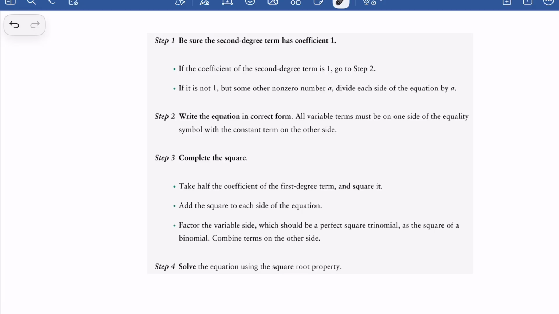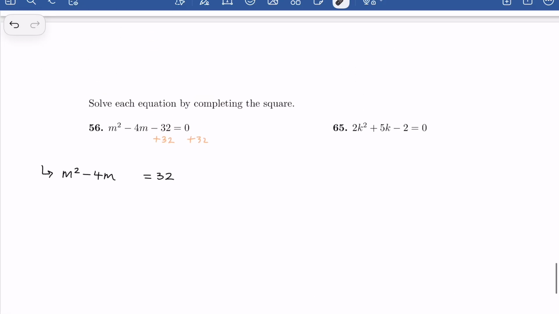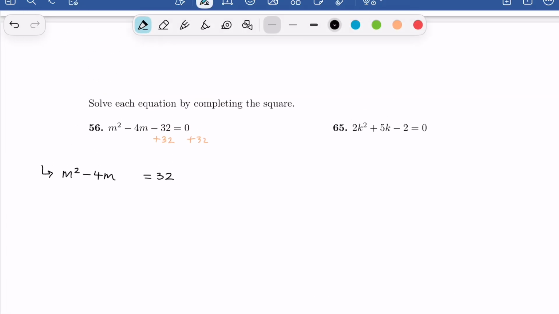Once we've added this square that we found in the first two steps here, the left-hand side should be a perfect square trinomial, so it'll be nice to factor it. Lastly, what we want to do is combine terms on the other side and solve the equation using our square root property. So let's go ahead and do that. First things first, we want to take half the coefficient of the first degree term and square it. So let's do that on the side here.